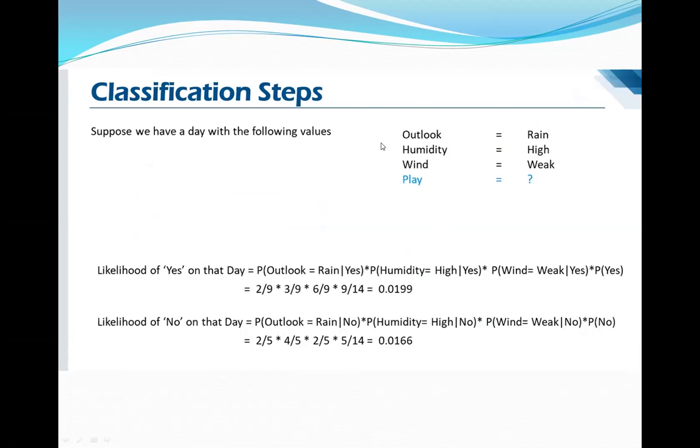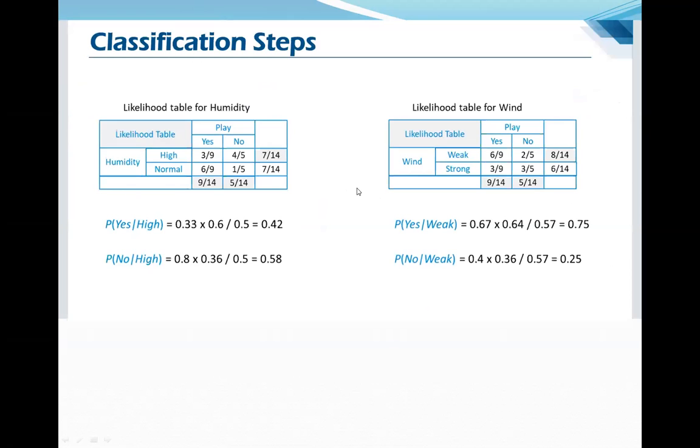Based on this scenario only, you have to calculate whether they are going to play or not. Okay, so the outlook condition is rainy, the humidity is high, the wind is weak. Whether the player is going to play or not, this is a test phase. During the training phase, what it actually does is calculate these four values.